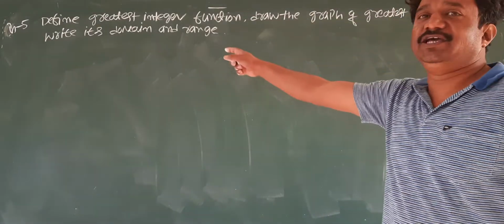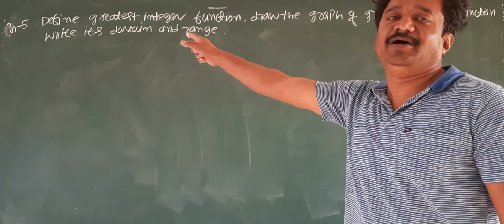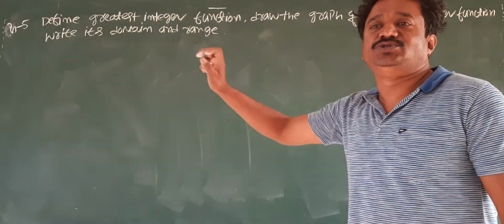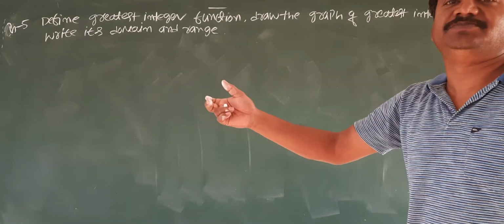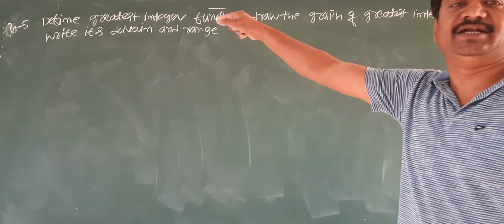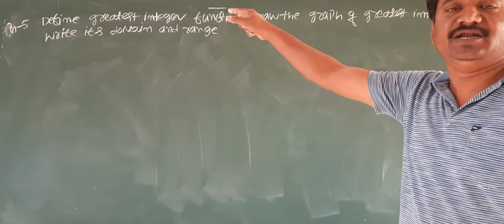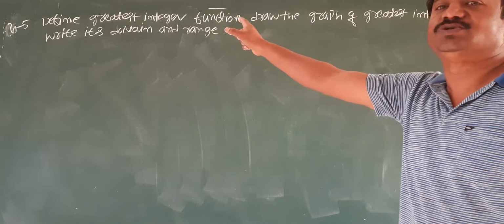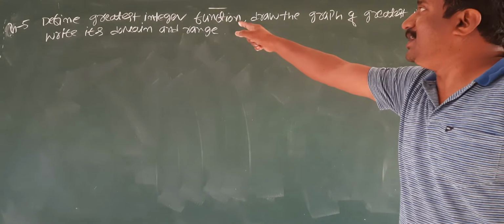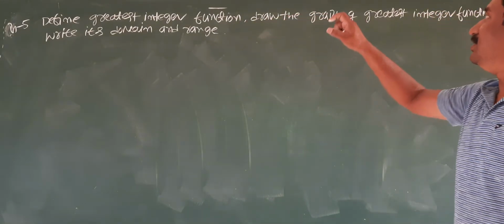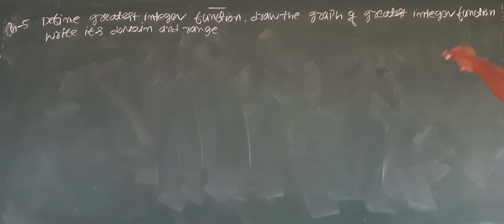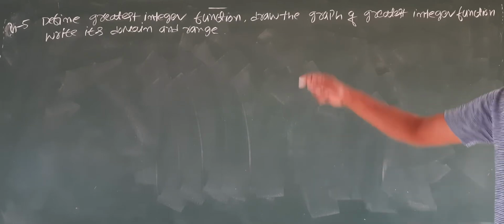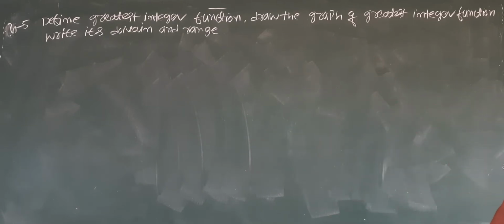Now let's go for explaining a guaranteed 5 mark question. Usually, in so many exams this question has been set. It has already been asked in many question papers for 5 marks. Practice this question very well. Define the greatest integer function. Draw the graph of the greatest integer function. Write its domain and range.